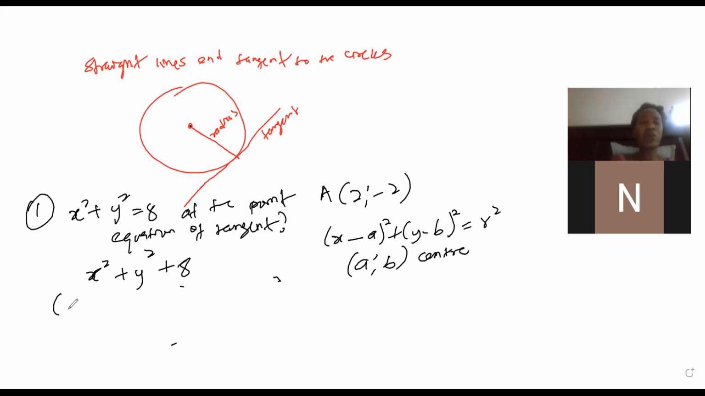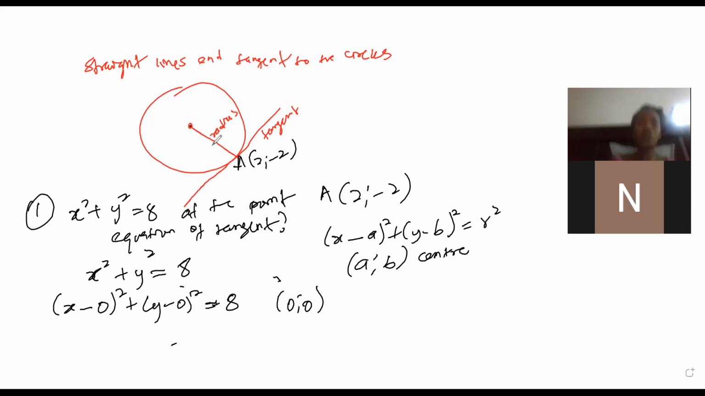So can you see here we've got (x minus 0) squared plus (y minus 0) squared, which is equal to 8. 8 is the same as the square root of 8 squared. So you see that the center is (0; 0). And then point A is the point of contact, so we have (2; -2) here. So guys, if you've got a question, you are welcome to unmute your mic and ask me.